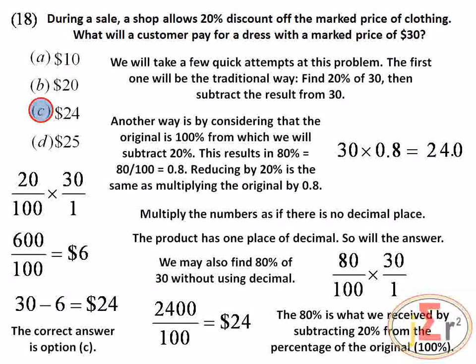The 80% is what we received by subtracting 20% from the percentage of the original, and of course the percentage of the original is 100%. Subtracting 20, as it says, allows 20% discount, so we subtract 20% from 100%, we got 80%. Therefore, the amount paid for the dress will be 80% of the original, and that will turn out to be $24.